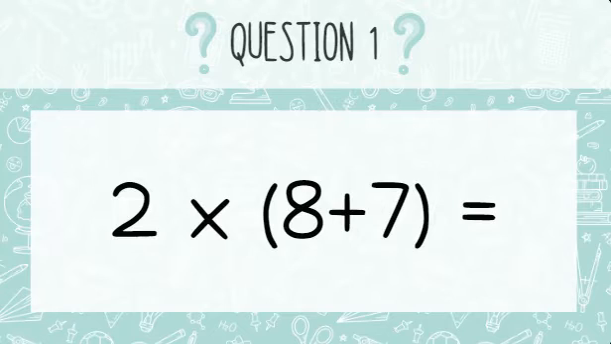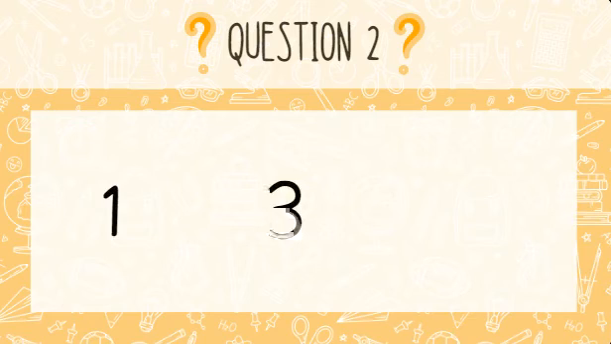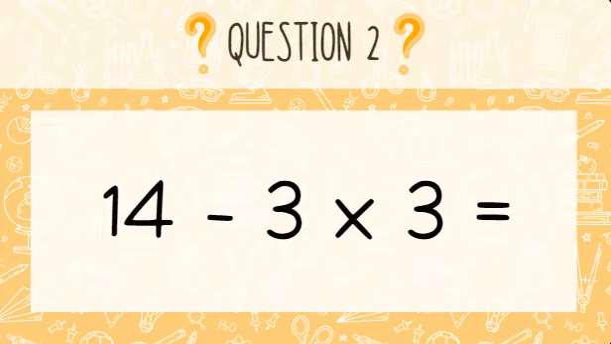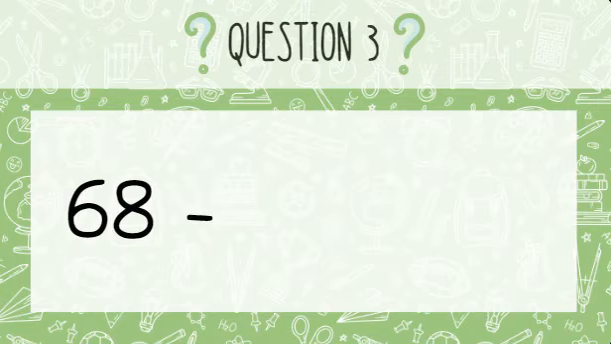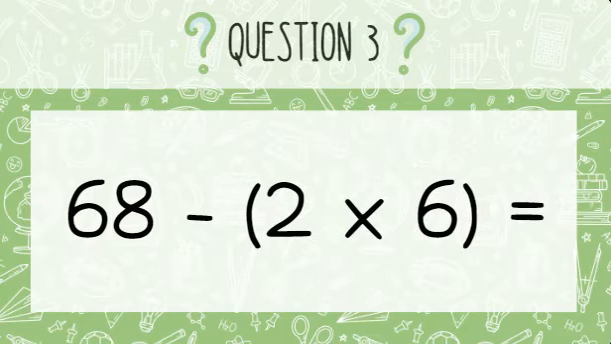The second question on your screen. 14 minus 3 times 3. You must use the BODMAS rule. The third question on your screen. 68 minus in bracket 2 times 6 bracket close equals what?